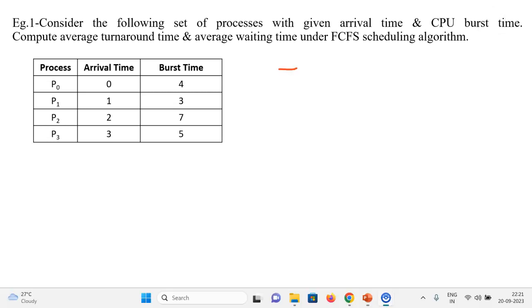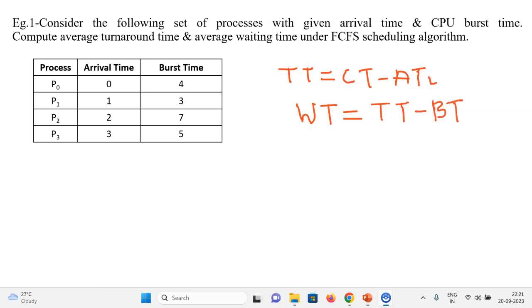Here, what is turnaround time? Turnaround time is basically completion time minus arrival time, and waiting time is turnaround time minus burst time. Here, arrival time and burst time are given in the problem. We have to compute completion time to get the turnaround time. Here, sketch the Gantt chart first.